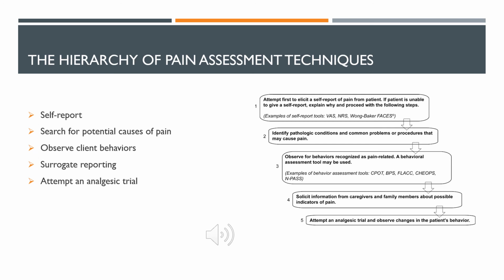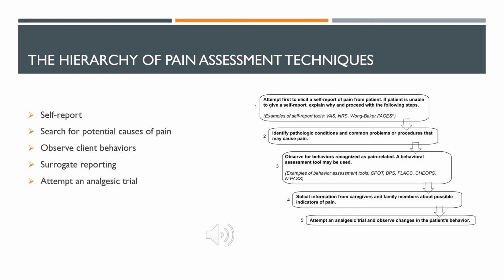So for nonverbal persons or those that are cognitively impaired, it's been recommended that we use this hierarchy of pain assessment techniques. And there are 5 items, and you go down appropriately. Okay, so you attempt first to collect data from the client, self-report from the client. But if they're unable to do that, then you go to the next step. You identify any kind of physiologic conditions or pathologic conditions or common problems or procedures that they may have had. So you're searching for the cause of the pain.